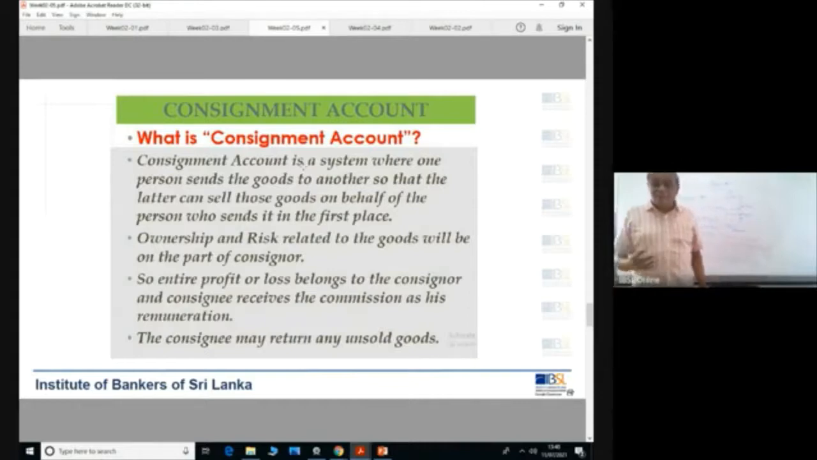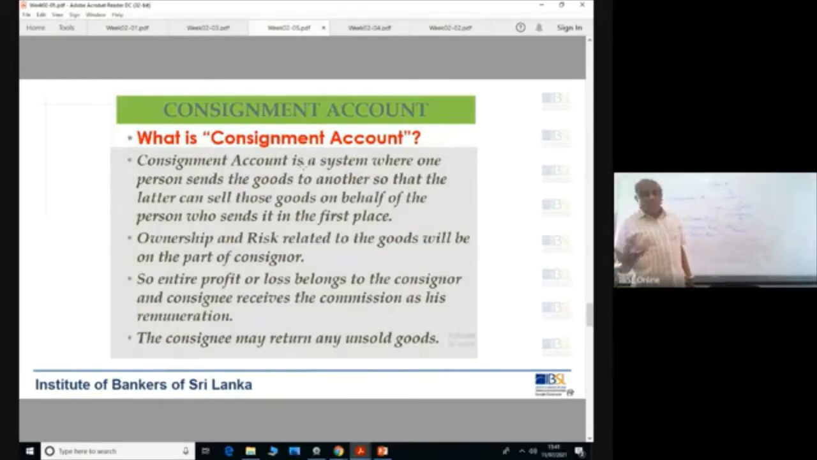If it is the books or magazines, the seller will send the magazines to the buyer on consignment basis. That means they will ask the buyer to sell the goods and then send the proceeds.